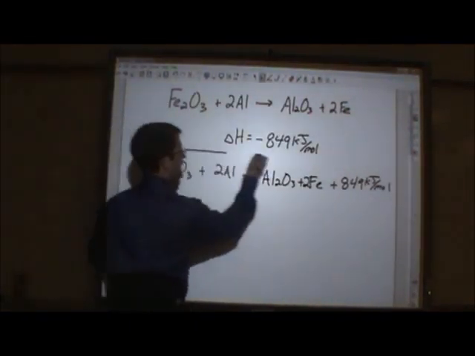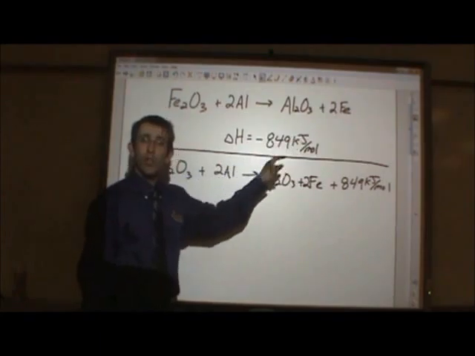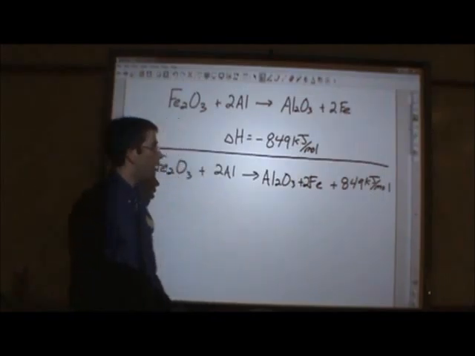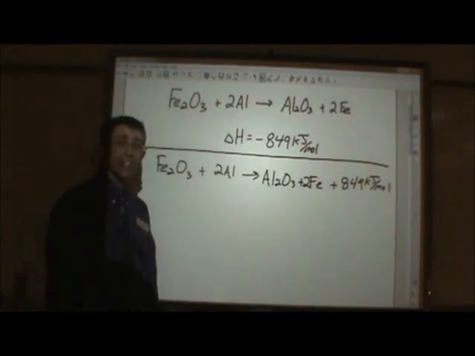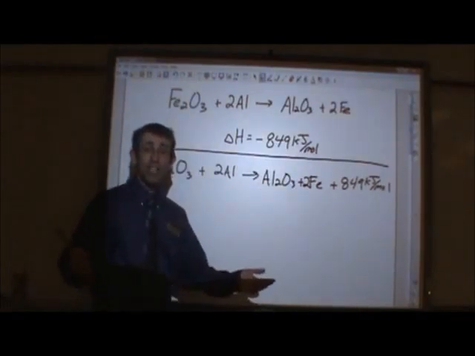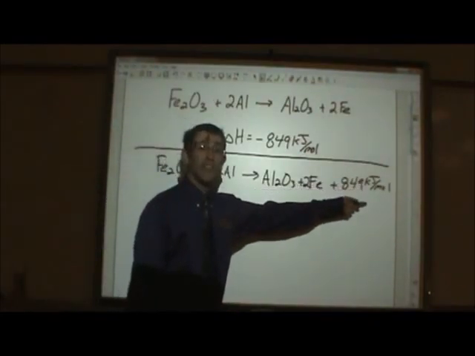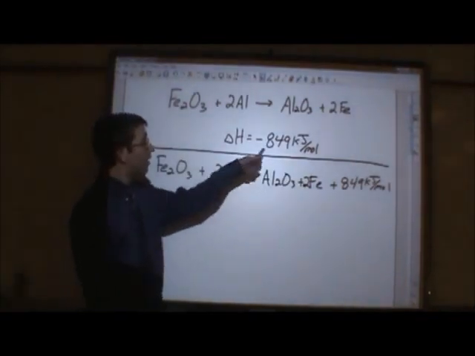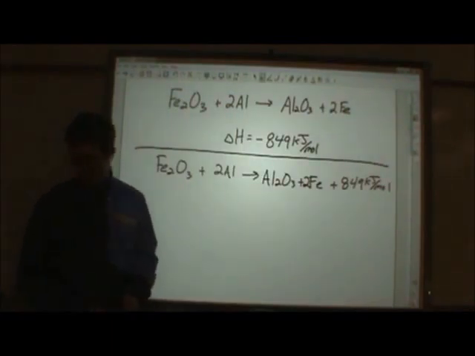So you can write it, I'll split them up. You can write your equation with delta H equals, if it's exothermic, negative 849 kilojoules per mole. Or you can write it as the product. Now, if it's endothermic, here's the only thing that will change. If it's endothermic, delta H would be positive. And if it's endothermic, and I write it in the equation, we don't write the energy on the product side, we write it on the reactant side. So if it's endothermic, delta H is positive, and the energy is written on the reactant side.